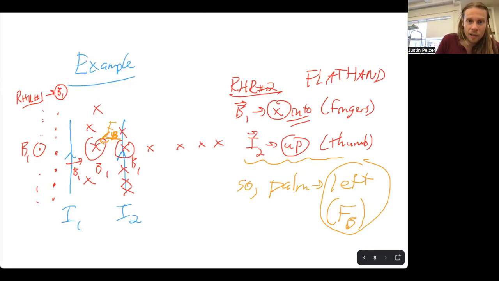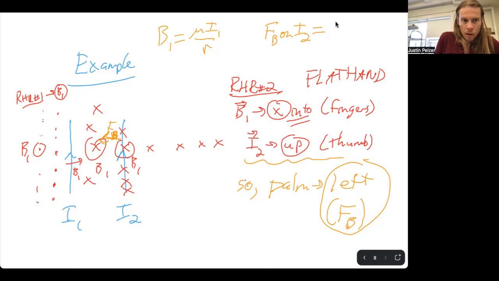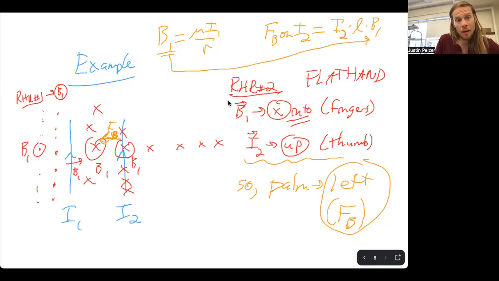So I did it. And how do I calculate it? Well, I would get B1 is mu I1 over R, whatever this distance R is, plug that in. And then FB on I2 will be I2 times its length, times B1. Whatever B1 was, I then plug it into here. That's it. And as long as I'm in amps, meters, and Tesla, and here I need to be in amps and meters, I'm good. And I get however many newtons are on here.